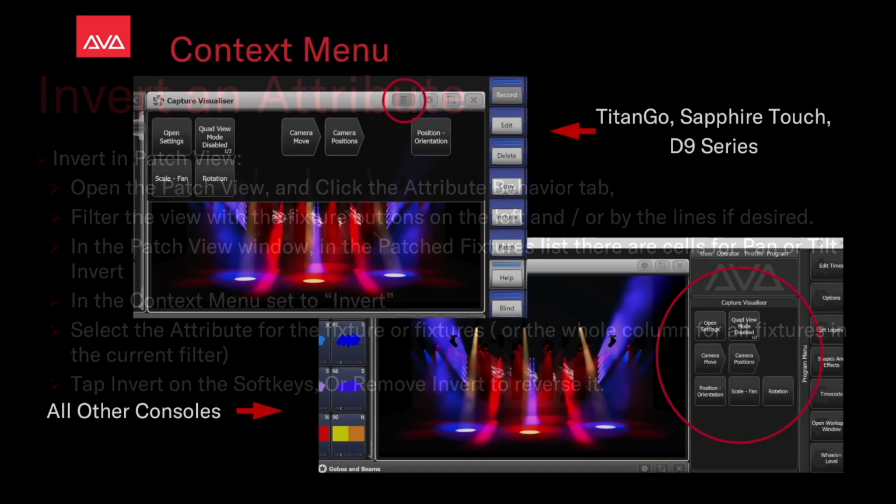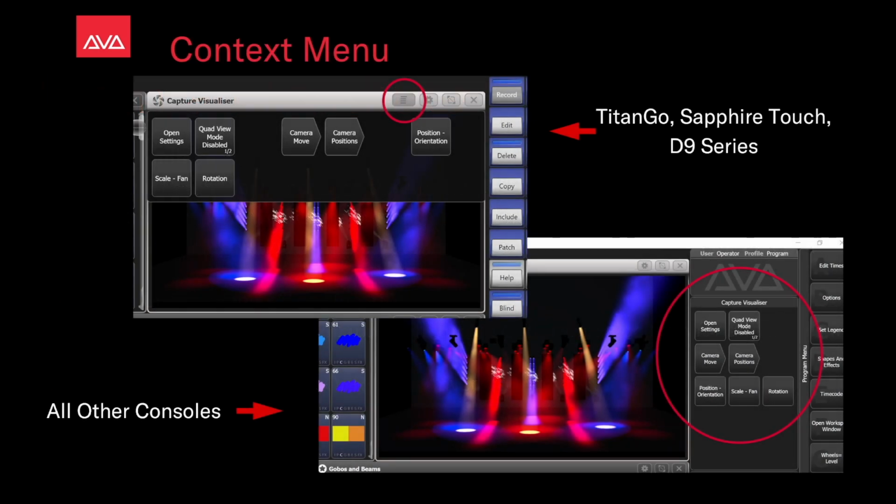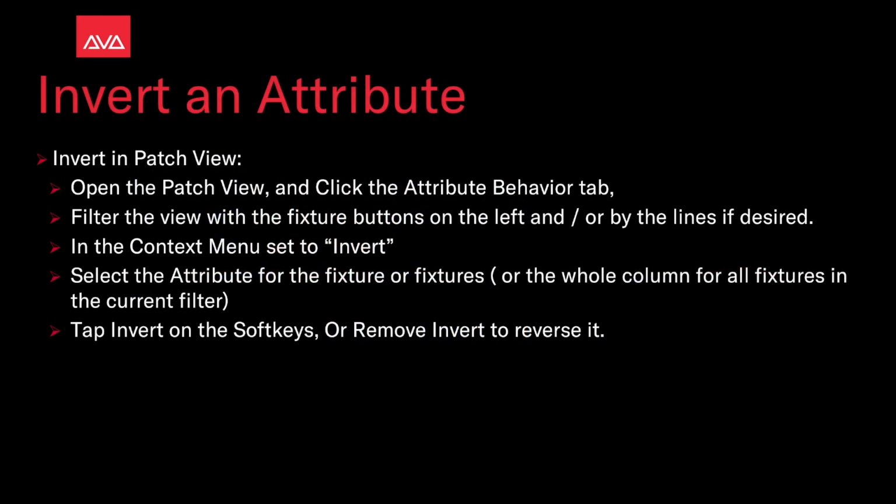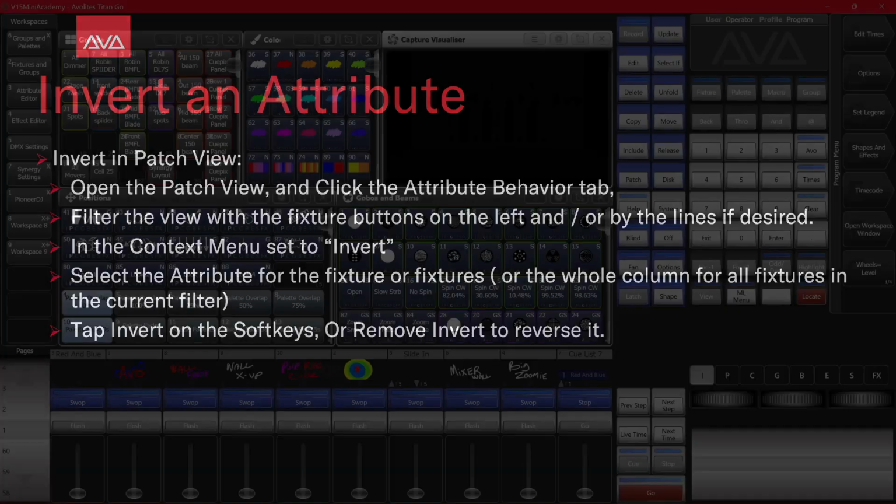Remember, our context menu on the D9, Sapphire Touch and Titan Go is the four lines button on the window. On all the other consoles, it's just the list of soft keys B, C, and D. You can then, after setting the context menu to invert, select the attribute for the fixture or fixtures, or the whole column for all fixtures in the current filter. Tap invert on the soft keys, or remove invert to reverse it. So let's take a look at that.